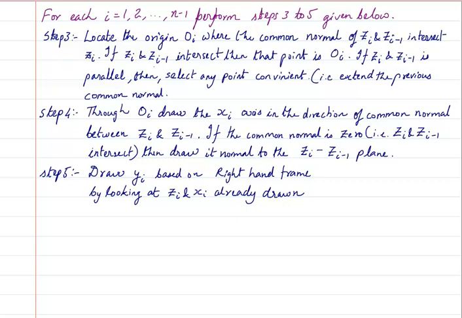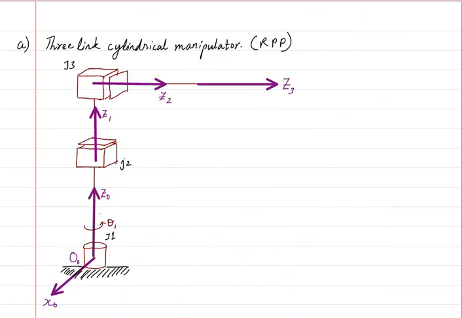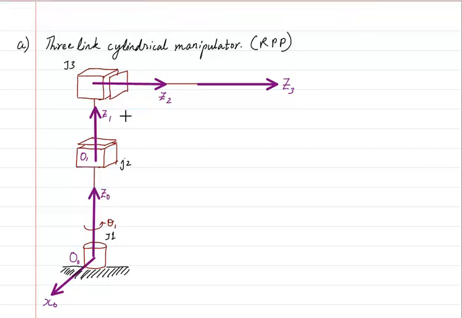There is another condition written here that if Zi and Zi minus 1 intersect, then at that point we have to draw the origin. But here we are not having this particular case, we are having the case that they are parallel. So Z1 and Z0 are parallel to each other, and I can draw the origin anywhere. Let me draw the origin as this point. So O1. And I am going to draw the x-axis now, from the origin.